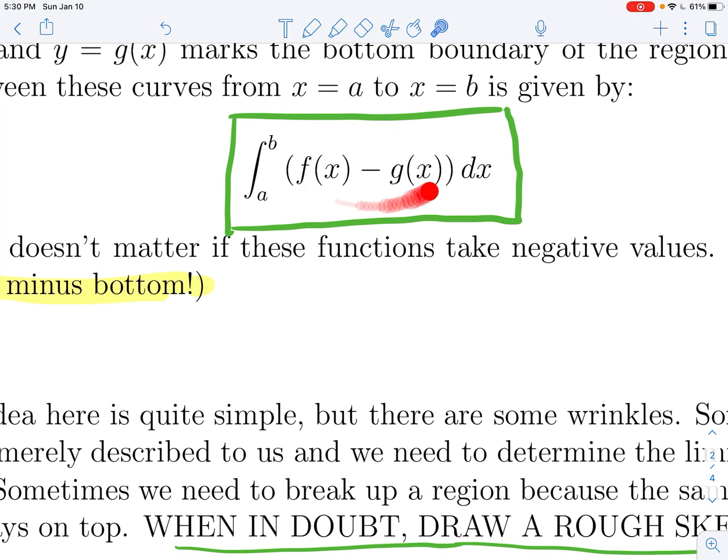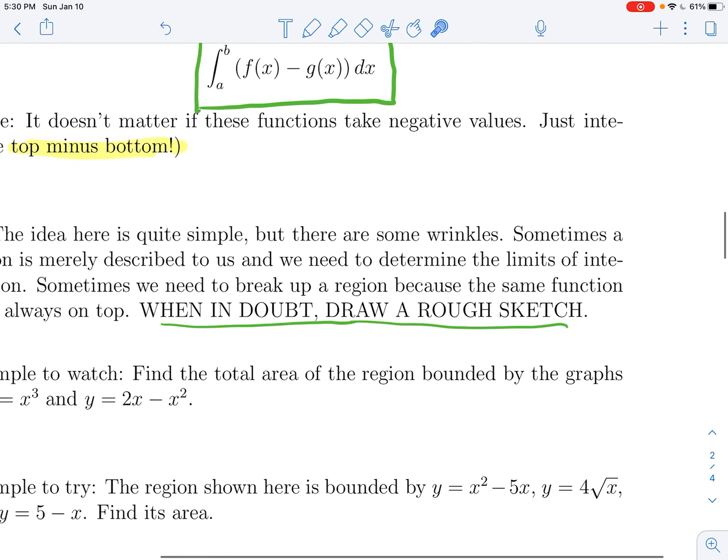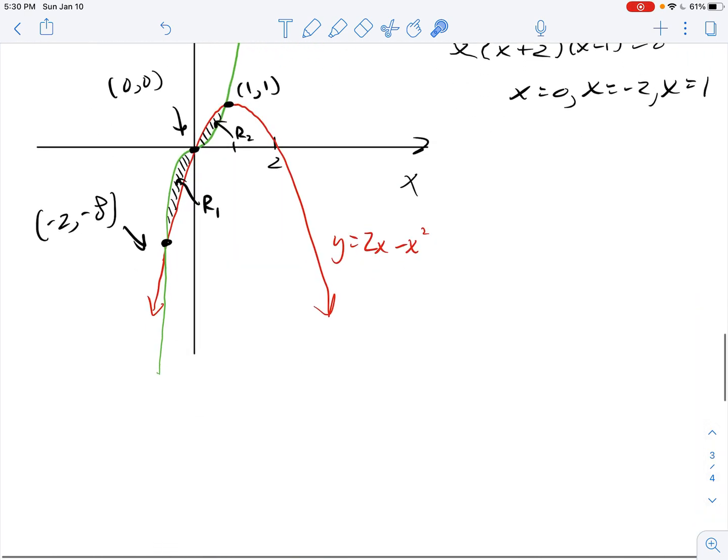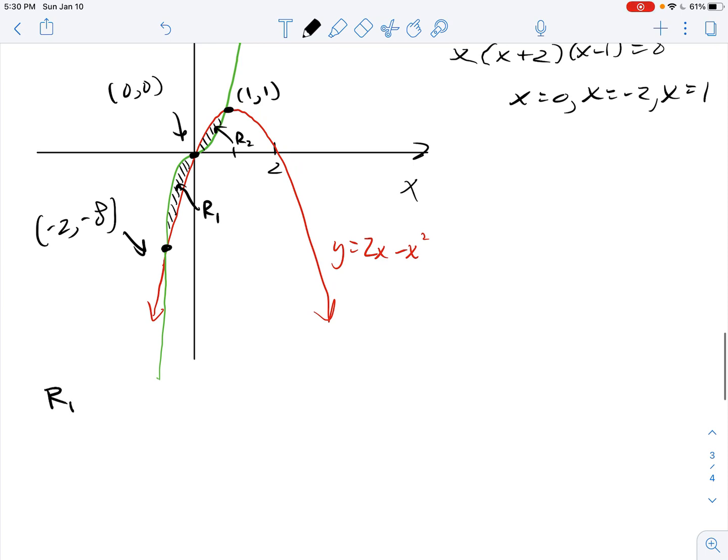But when I subtract them, I'm making this assumption that I know which is top and which is bottom. If they switch, I have to break them up. So to find the area of region number 1, I would do the definite integral from negative 2 to 0, because those are the x coordinates where we start this region and end this region. Right? It's from a vertical line point of view.